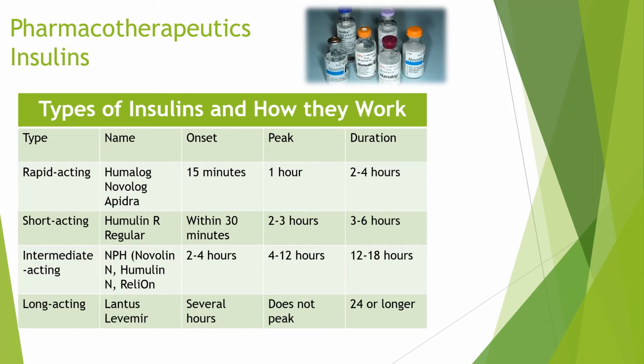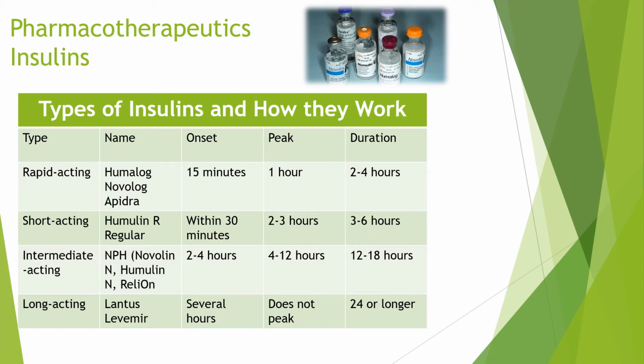Insulin is the oldest and most effective anti-diabetic agent. There are several types of insulins and they all have different onsets, peaks, and durations. Humalog, Novolog, and Apidra are all rapid insulins that start working 15 minutes after injection. They peak at 1 hour and will last for 2 to 4 hours.